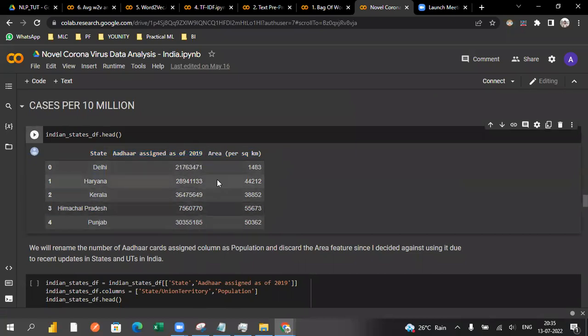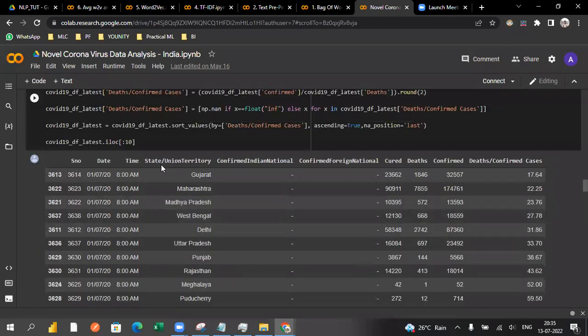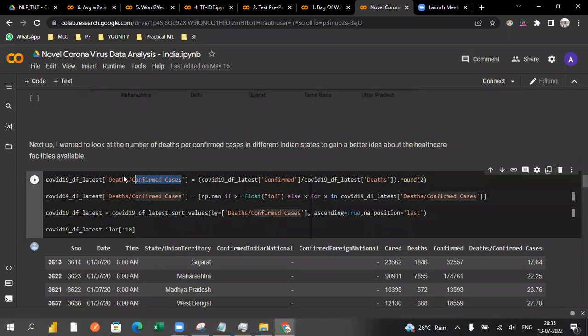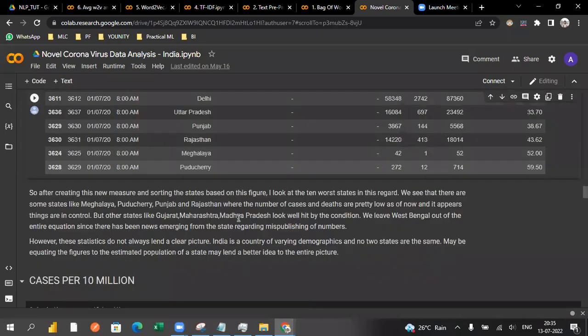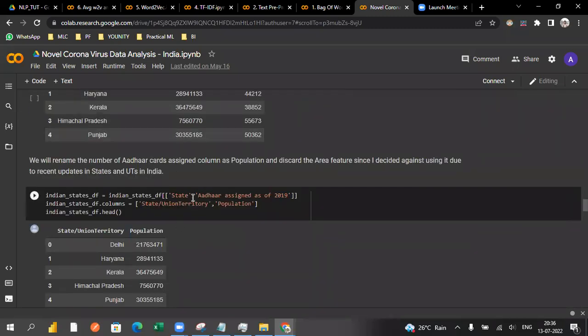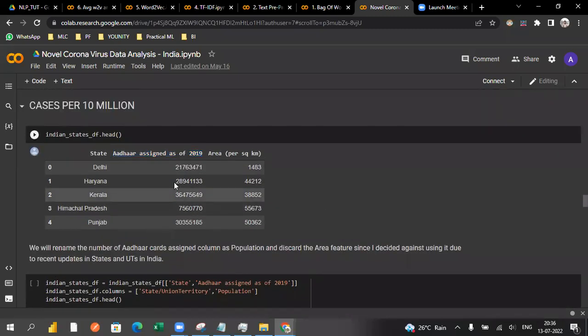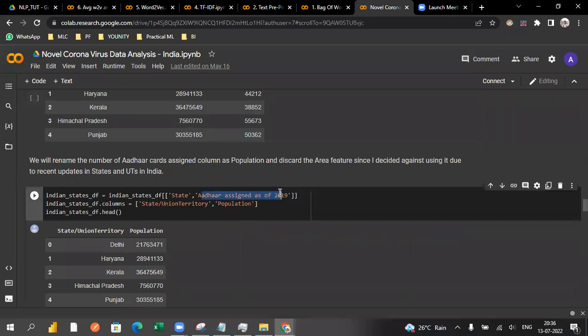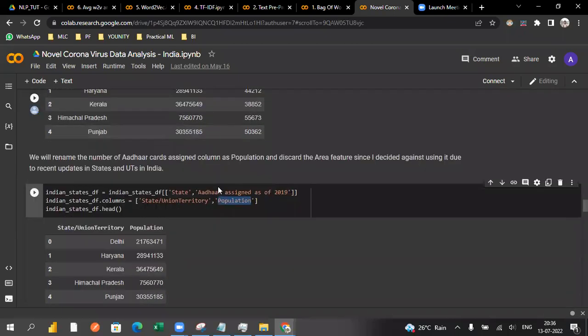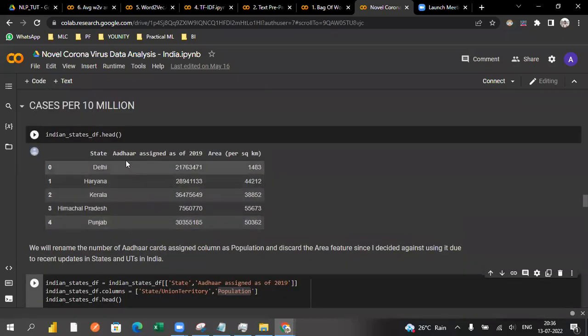So we'll rename some of the columns. You can see some of the columns have spaces. Whenever you want to create new columns, you have to rename them, or you can make them with underscores. That is also very helpful. Instead of that, you can also rename the columns if possible. You can see we are renaming according to states and population. Instead of taking the Aadhaar card, we are taking only the population and the state.